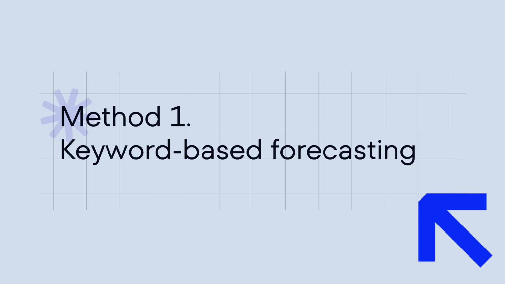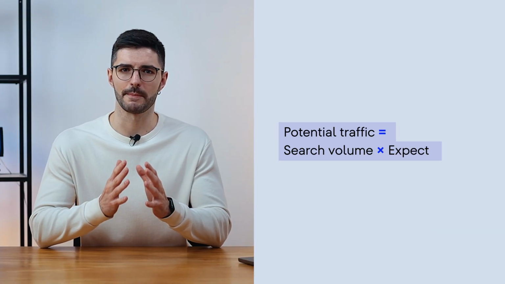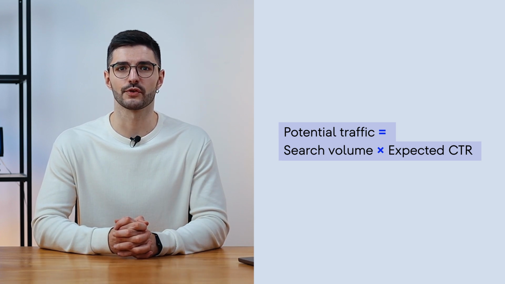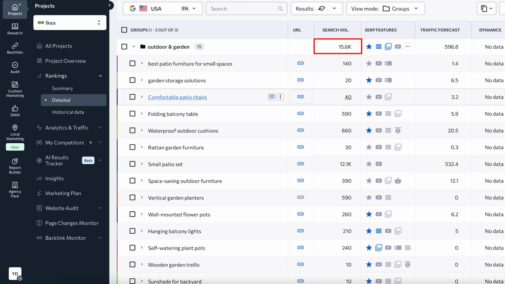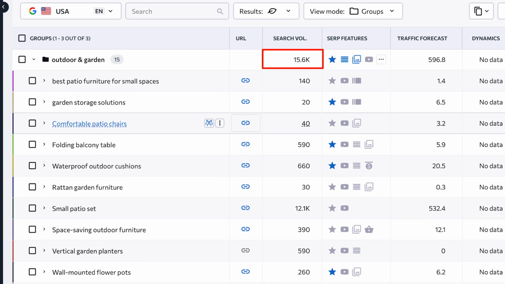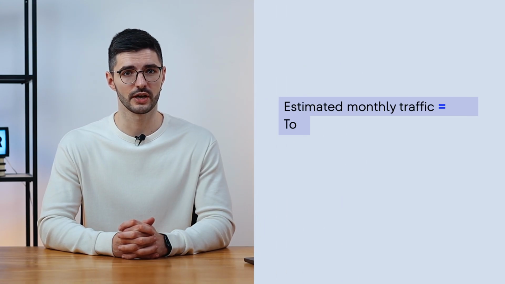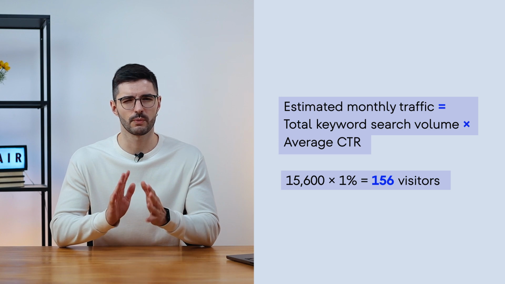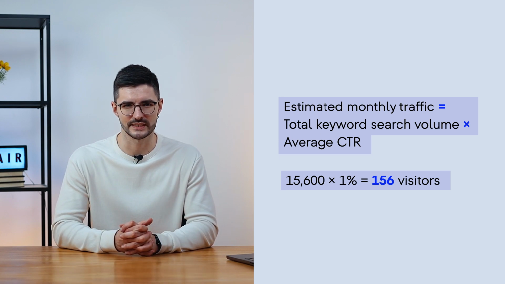The keyword-based approach estimates potential traffic by multiplying the total search volume by the expected click-through rate for your target ranking position. Let's say one of your target pages ranks in position 12 for a set of keywords with a combined 15,600 searches. And your goal is to move it up to position 8, where the expected average click-through rate is around 1%. Using the formula, your estimated monthly traffic would be 15,600 by 1%, 156 visitors. And that's keyword-based forecasting.